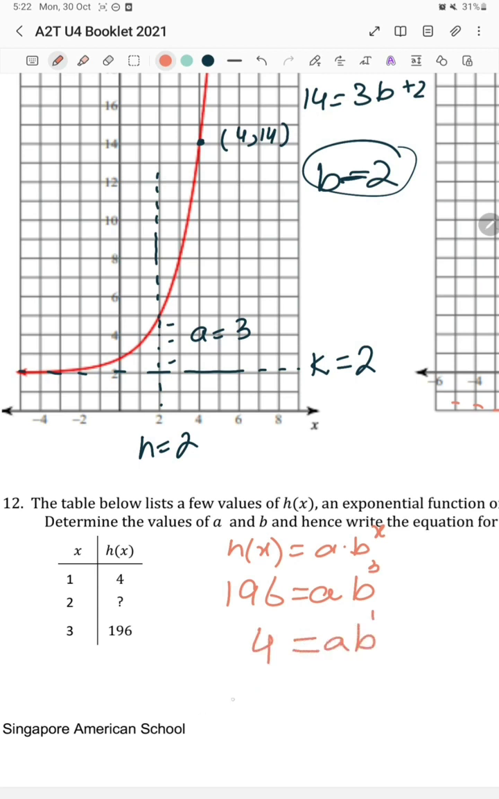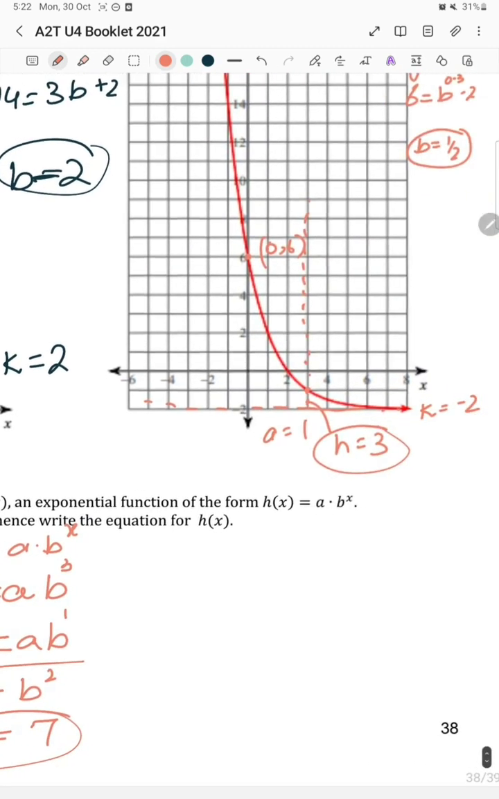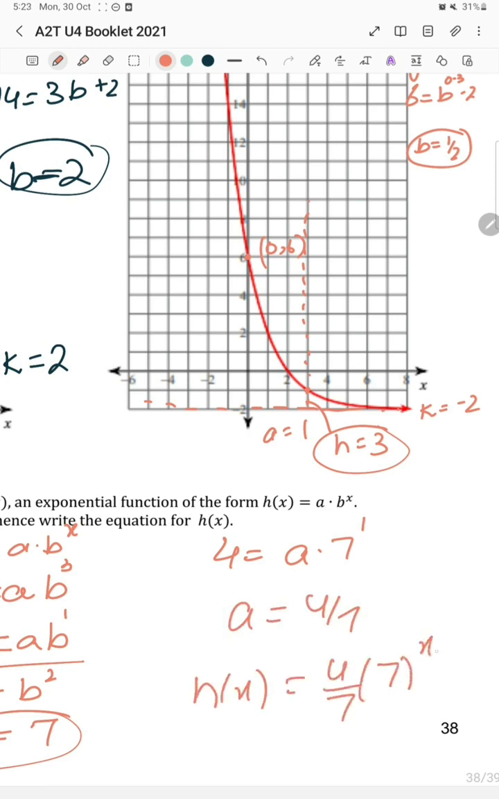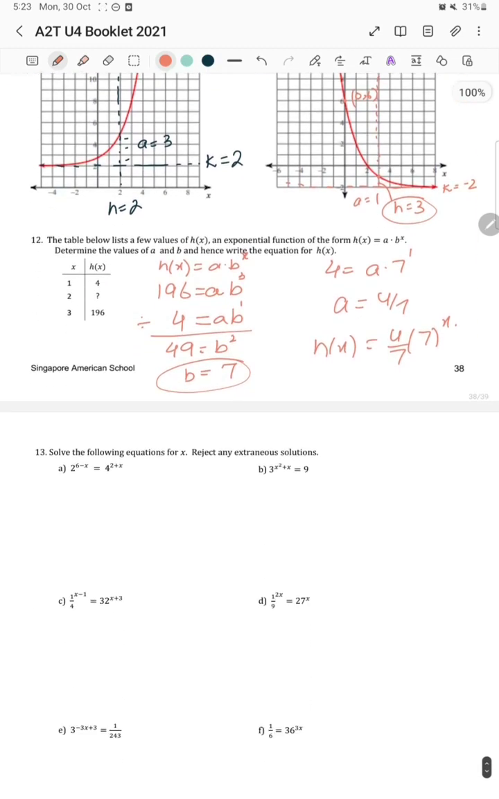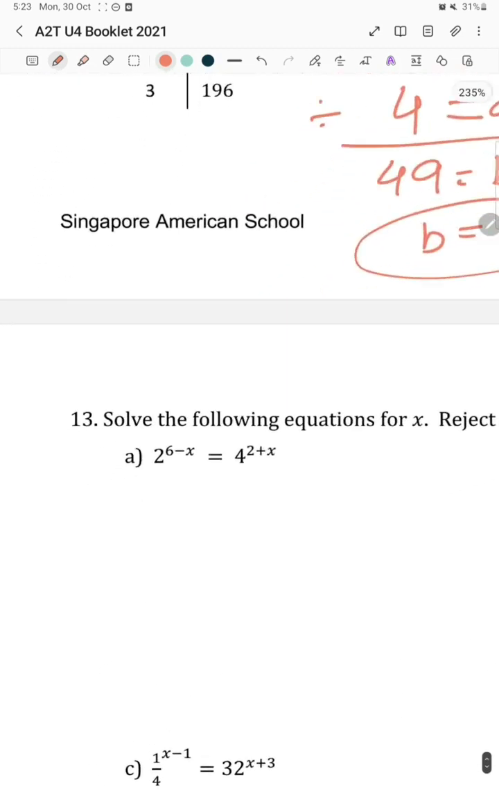Now if we divide this, we will get 49 equals b square, b is equal to 7. So it would be 4 is equal to a times 7 to the power 1. A is equal to 4 by 7. h of x is equal to 4 by 7 times 7 to the power x.